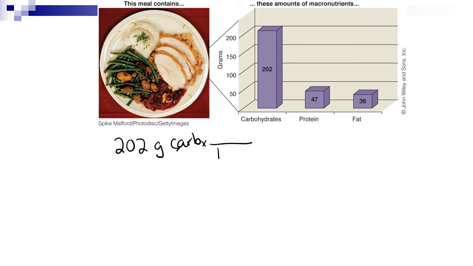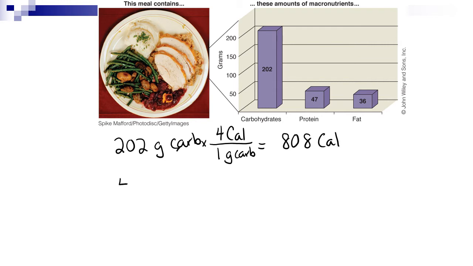Now, if you remember, 1 gram of carbs contains 4 calories, big calories of energy. So we're going to use that particular equivalency to figure out how many calories are due to carbs in this particular meal. Let's see here, 202 times 4, that's going to give us 808 big calories.